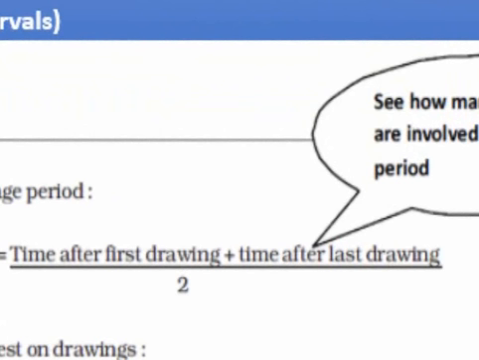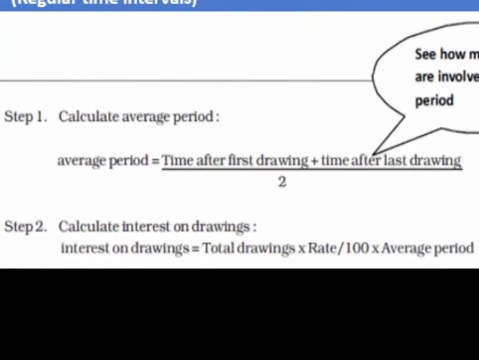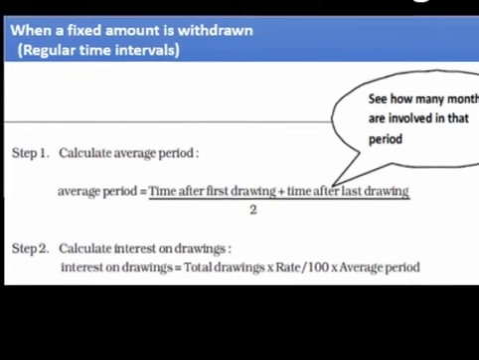First see your accounting period and then see the time after first drawing. As you can see here, time after first drawing plus time after last drawing over 2. So now you can find your average period. Step 2, calculate interest on drawings. Find out the total drawings during the year into rate over 100, which is already given in the question, into average period over 12.